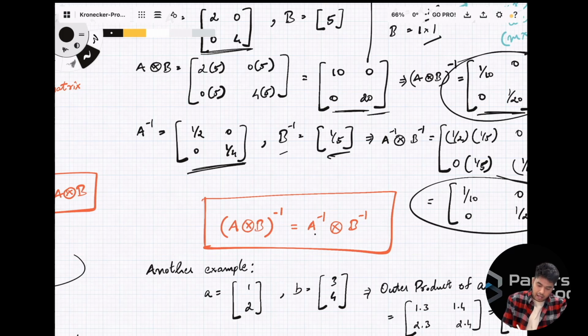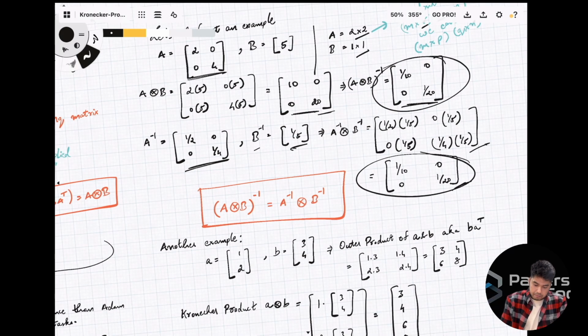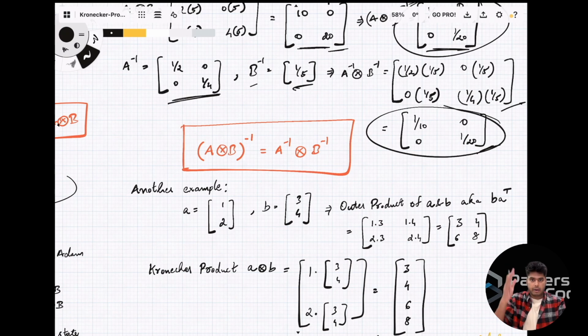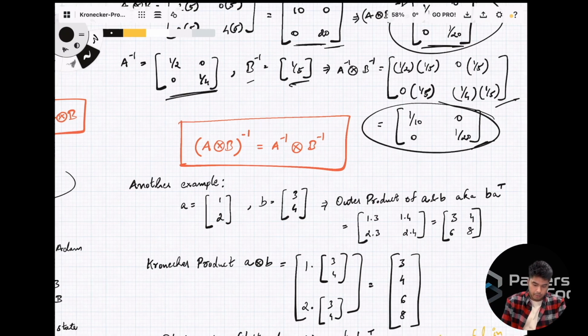But inverting A and inverting B individually and then doing a Kronecker product is much easier. Now, that's one property. Let's keep that in mind. Let's go to the next property.